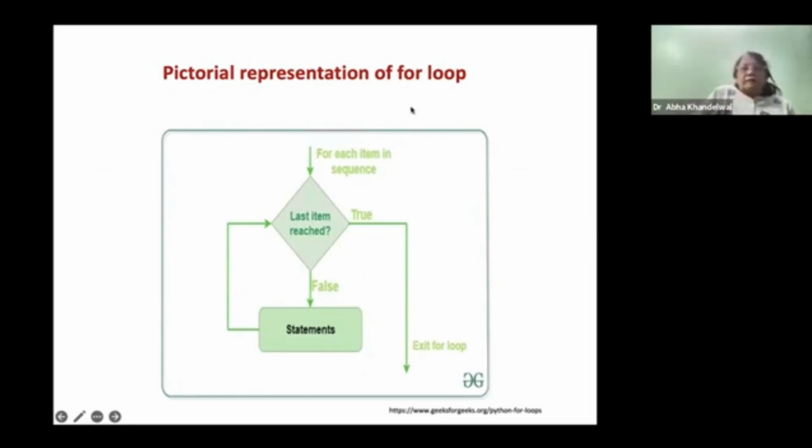Yes. Now, in this, for each item in sequence, is the last item reached? If true, then you have to come out. It will throw you outside of the loop. If not, then don't do anything. Whichever statements you have written in the for loop will be executed, and again it will go for checking: is the last item reached? If false, then again the loop will run. And if true, then it will come outside the loop.